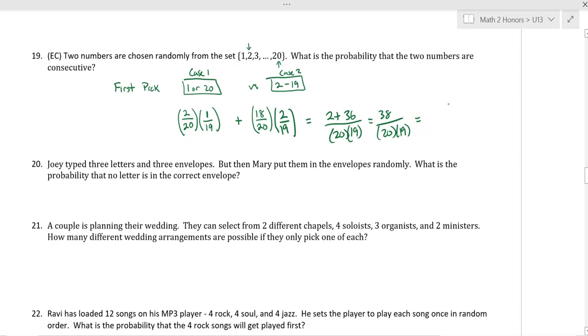And let's work on reducing that. 19 divided by 19, divided by 2. So you get 1 out of 10. 1 out of 10 chance.